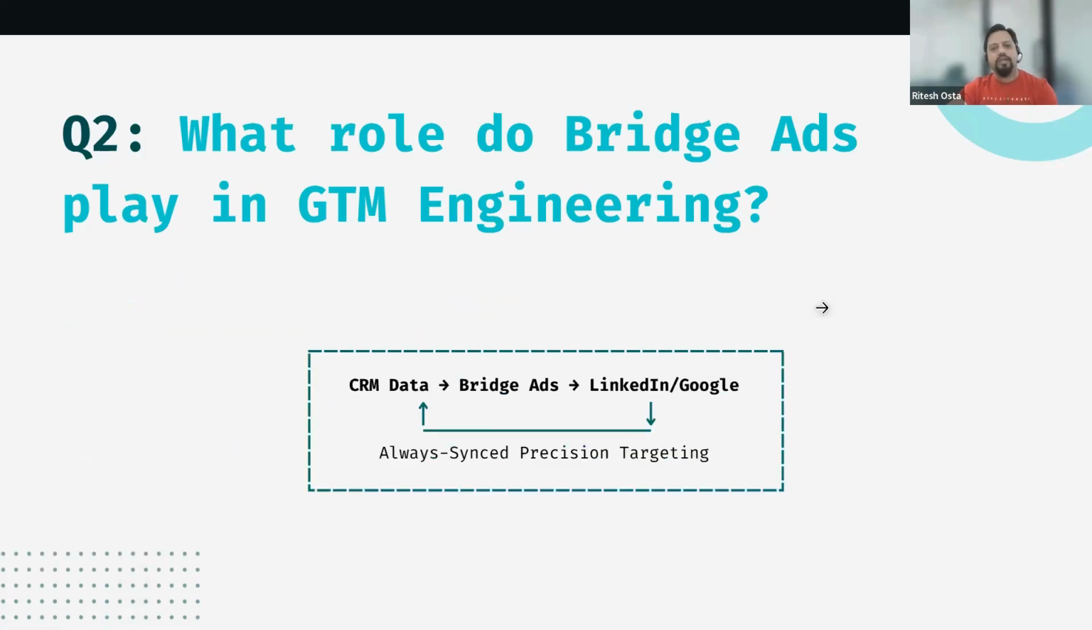Okay, so CRM data match. There's something called bridge ads, the term that we have come up with, to LinkedIn and Google. It can also be Meta, by the way, but LinkedIn and Google is where we work most because we work with B2B enterprises, and it is always synced. The idea is to sync, and the AI and the automation will play a very crucial role in this entire process. And typically, in our case, we use it for top of the funnel awareness, for those leads and customers.